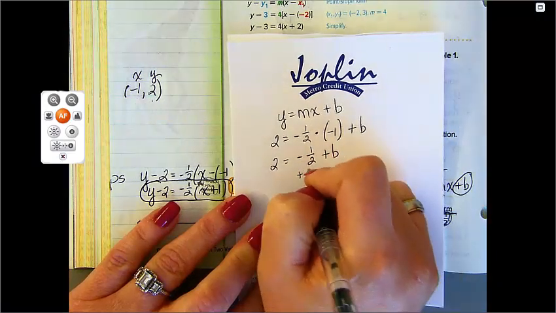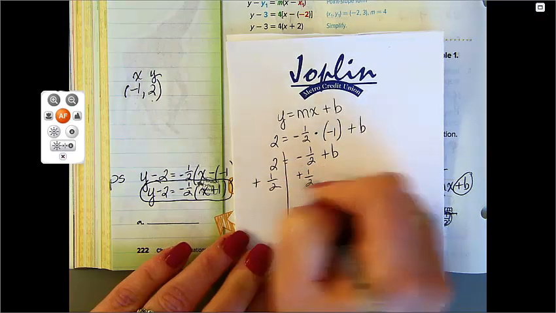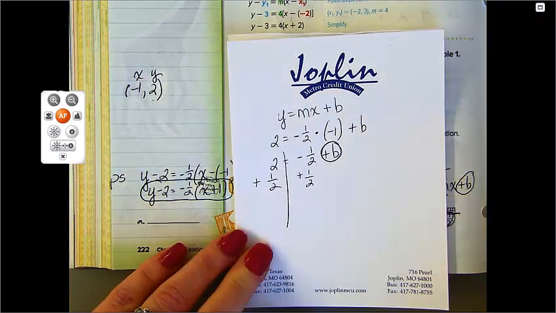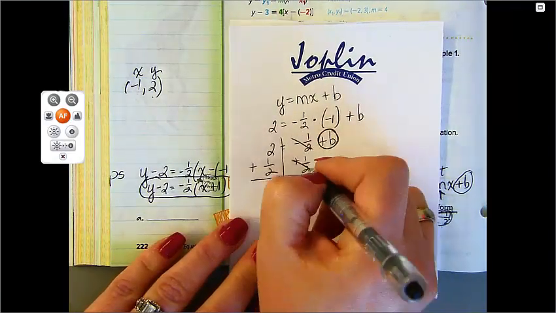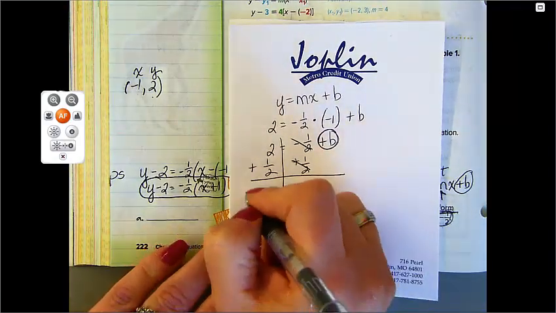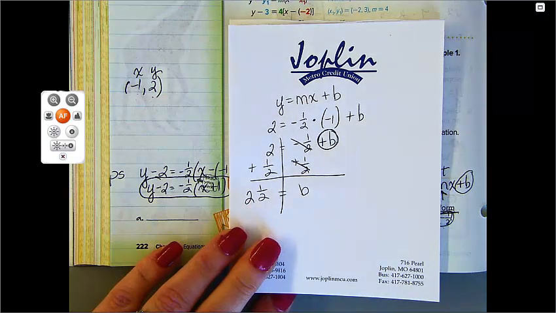So I'm going to add a half to both sides to solve this equation because remember I want b on a side by itself. So I'm going to add 1/2. So my answer is b equals 2 1/2. So now I have a b.